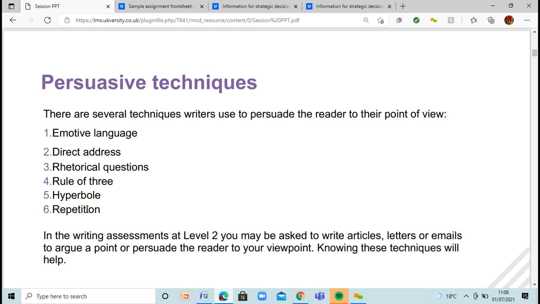So for level 2 assessments, you might be asked to write an article, a letter or an email, and it might be to ask you to argue a point or to persuade your reader to your viewpoint, to your opinion. And then knowing these different techniques will actually help you to write that letter or that article or that email when you get into it.